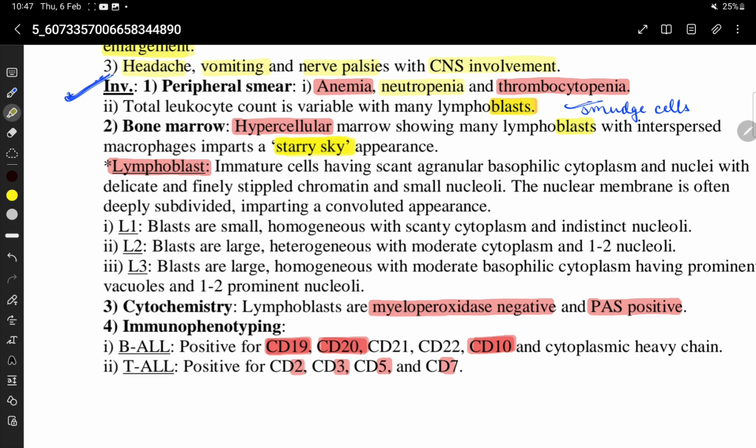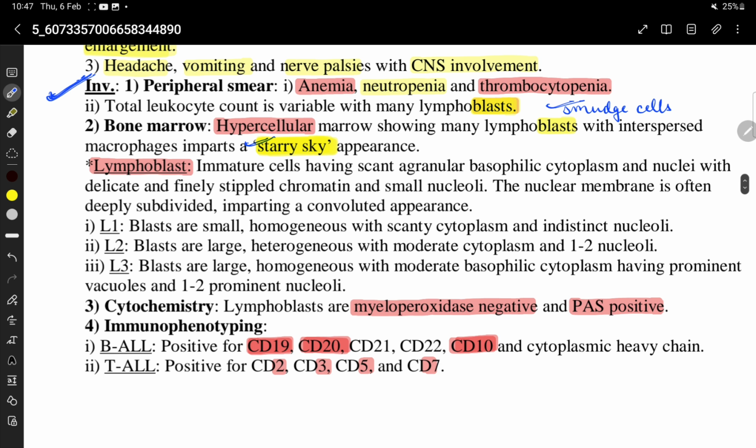Bone marrow shows hypocellular marrow with many lymphoblasts with interspersed macrophages that impart a starry sky appearance. So the bone marrow is hypocellular and it has many lymphoblasts which are interspersed by the macrophages, and this imparts a starry sky appearance.